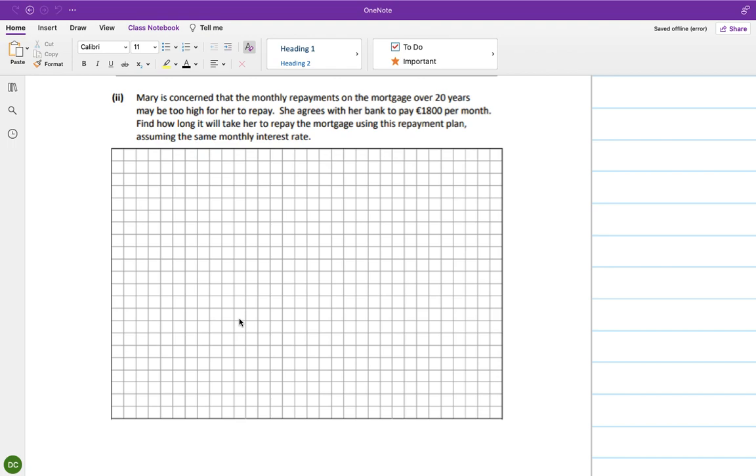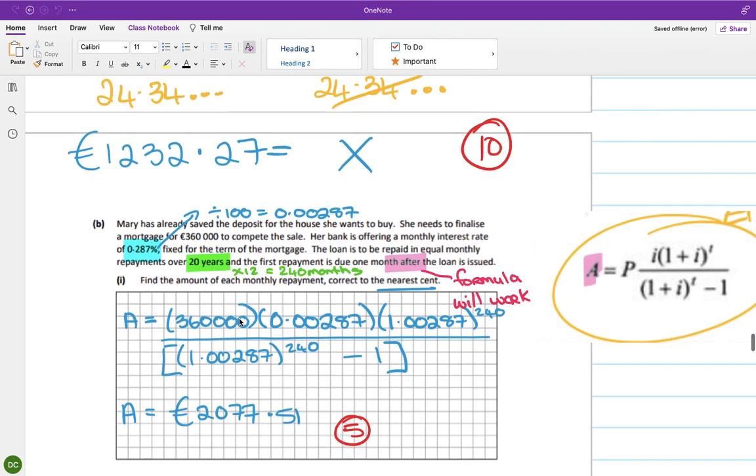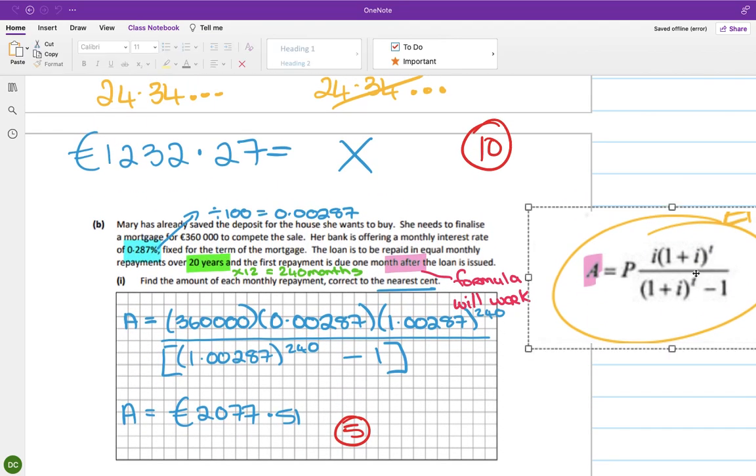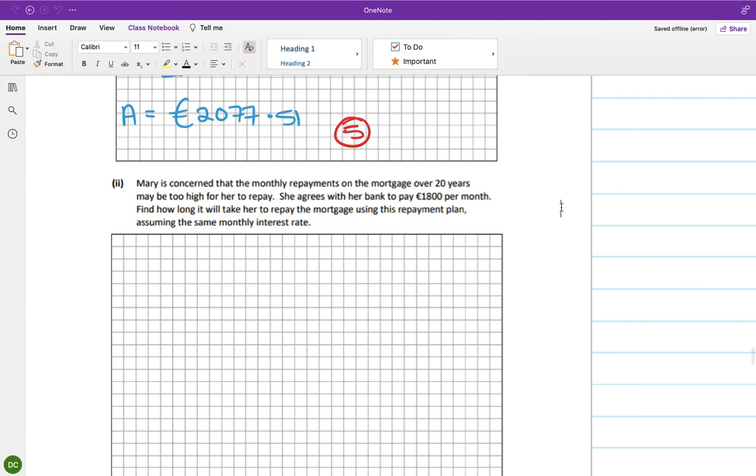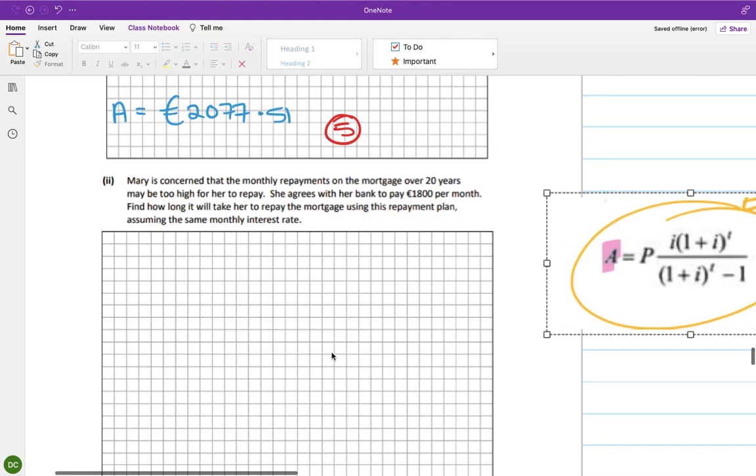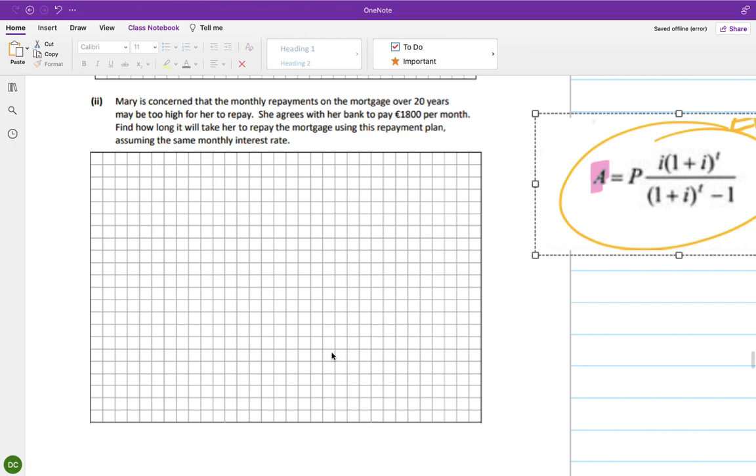So it's going to be the same formula as up here. Oh, this one, I think. But I don't know A. Sorry, I do know A. I don't know T. It's how long. So A is the amount she pays, which is 1,800. The principal is 360,000.